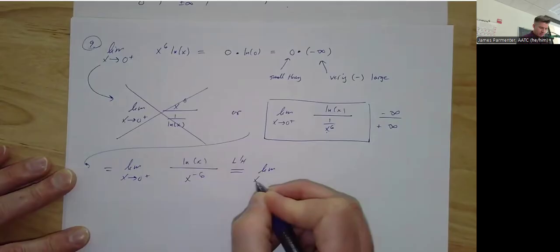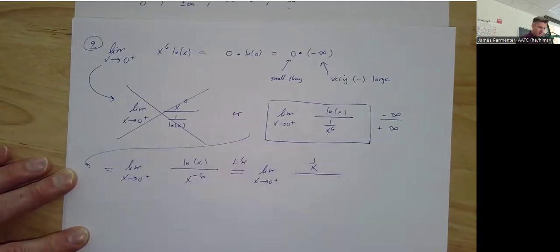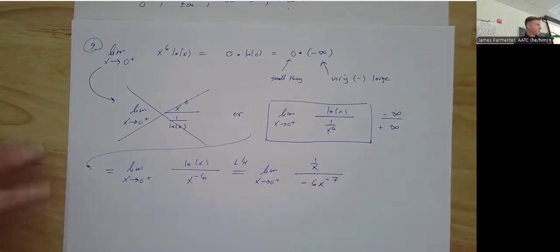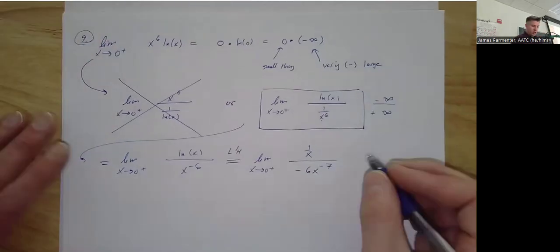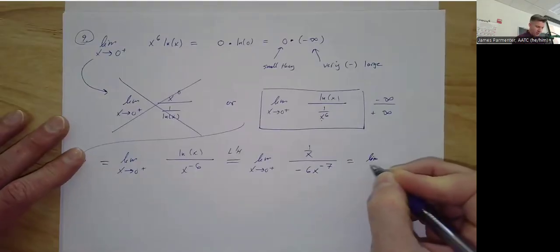We have the limit as x goes to 0 from the right. The derivative of the top is 1 over x. The derivative of the bottom is negative 6x to the negative 7th. Here is a place where you could keep going incorrectly. If you chose to, let me just show you, don't write this part down. I mean, you can, I guess, but I don't think you need to.